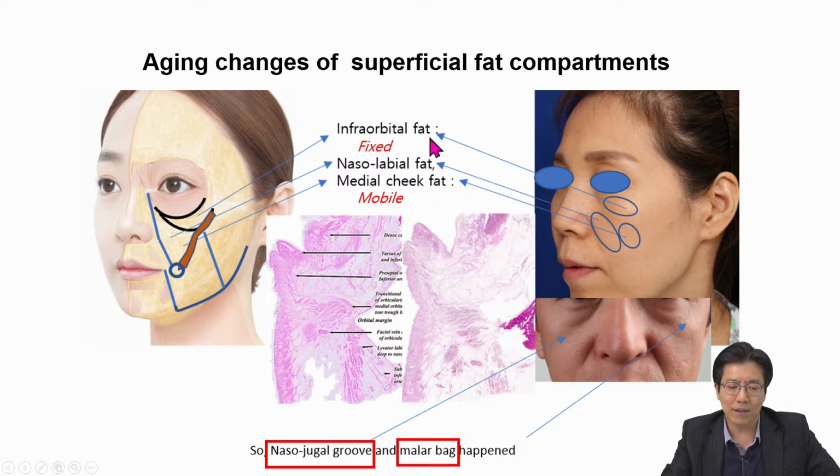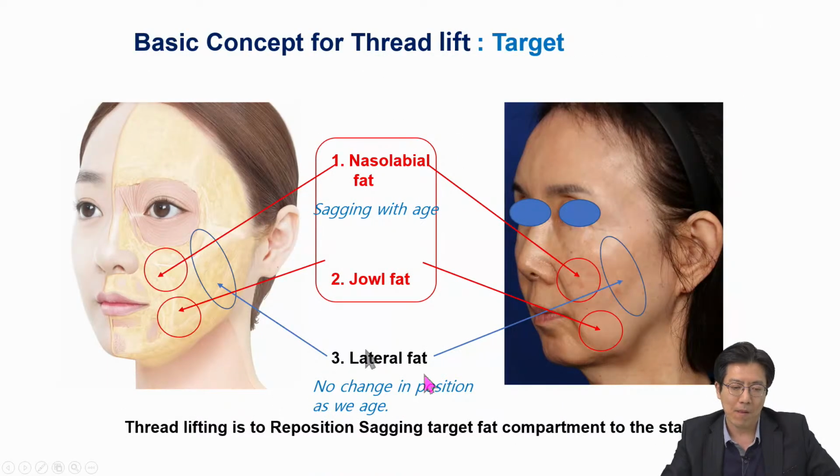So we can understand why the nasojugal groove and malar groove happen as we age. When we age, infraorbital fat does not move down, but other fat compartments like nasolabial fat and medial cheek fat go down. So there can be a nasojugal groove and malar groove. So the nasolabial fat compartment and jowl fat can be our target fat compartments for facial rejuvenation.